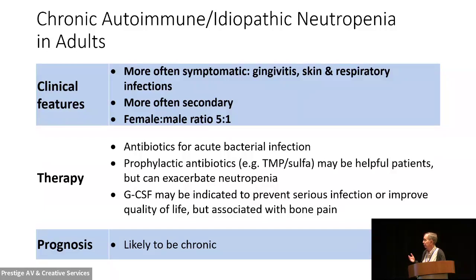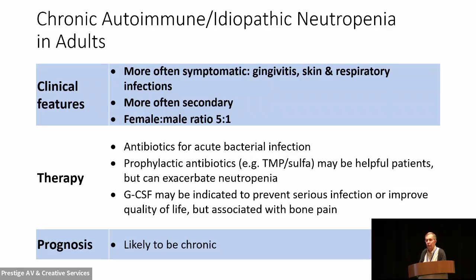And the treatment includes antibiotics for infections. We usually don't recommend prophylactic antibiotics, but sometimes it can be useful. The trouble is, for instance, one of the best prophylactic antibiotics is trimethoprim sulfa, also called Bactrim. Catch-22, that can also cause neutropenia or exacerbate neutropenia. So I usually don't use it, but then again, I'm a pediatrician.